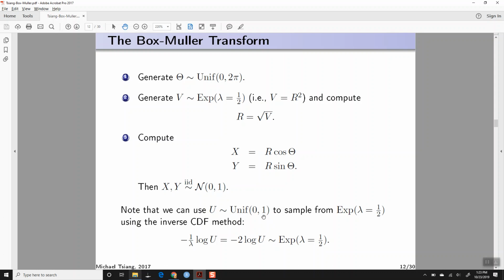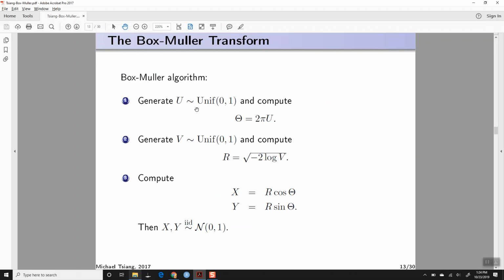All right, and then we learned how to generate values from the exponential using inverse CDF by doing basically log u, right? You take log u. We did this a few class sessions ago, okay? And so you can just say take a random uniform and do -2 log u, okay? And that will be your v value, and you take the square root of that.